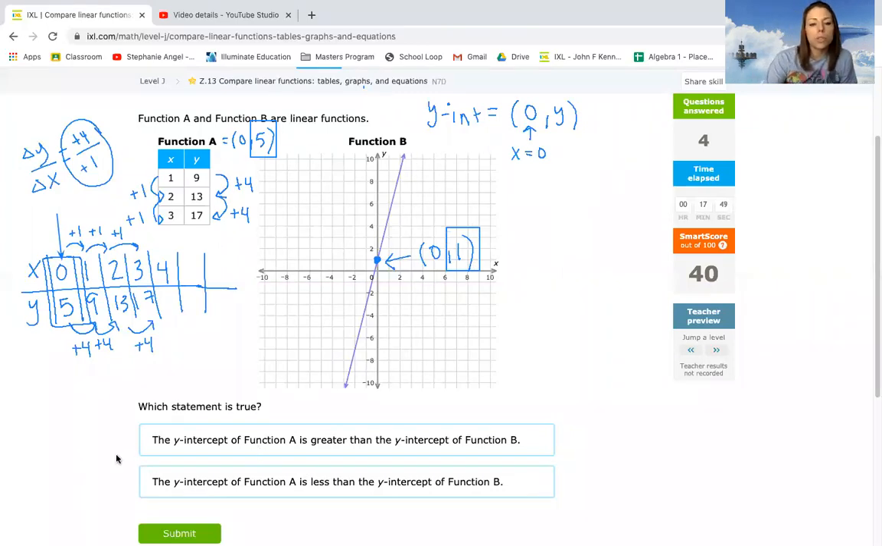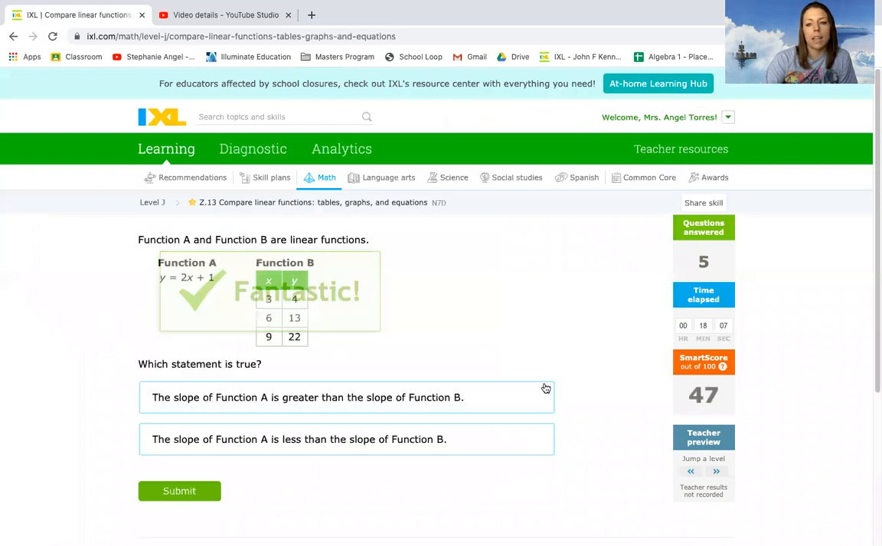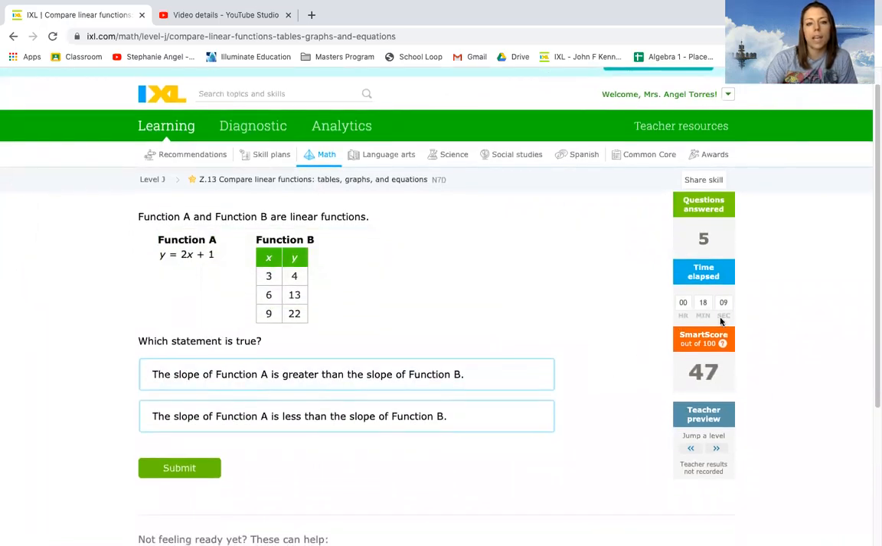Okay, so here we go. Which one's true? Is the y-intercept of function A greater than B, or is it less than B? Is 5 greater than 1, or is 5 less than 1? 5 is greater than 1, so we know this must be the correct answer. I'm going to clear my drawings here and submit, and there we are. Look at that. We're already at a SMART score of 47.